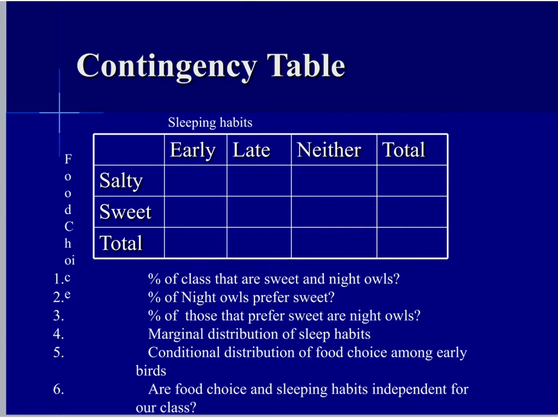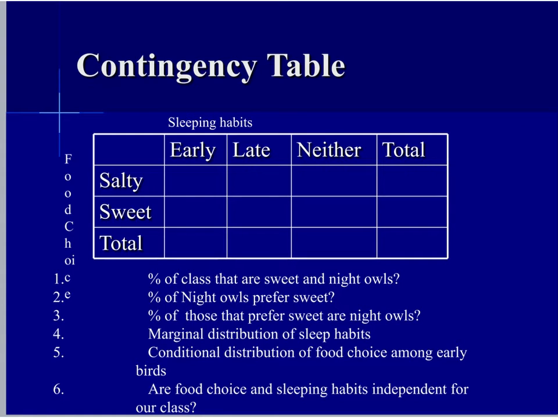So the next thing we're going to look at is our sweet and salty, fit in early bird, late night owl, or the neither. So a contingency table is where we're going to sort these on the different variables.